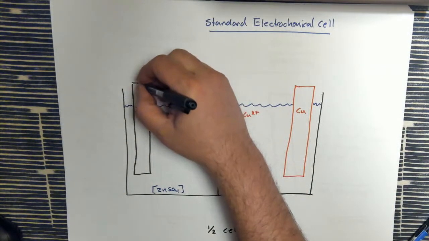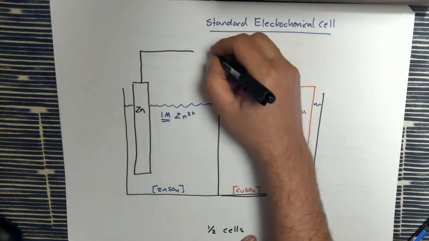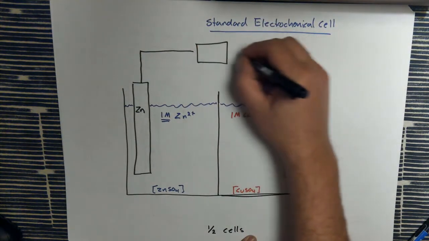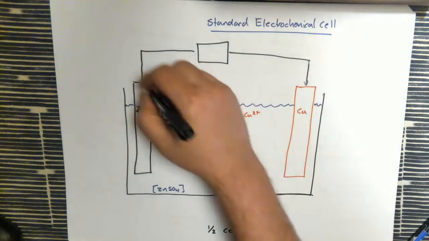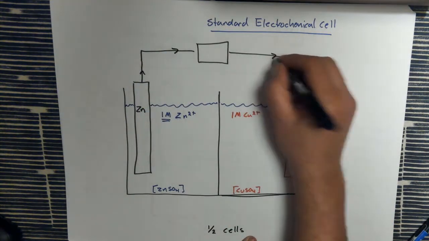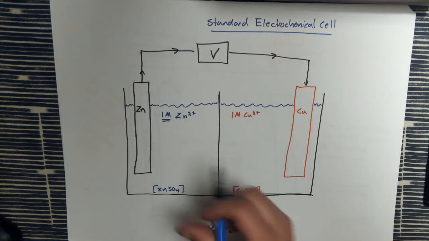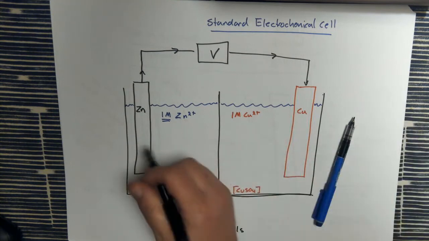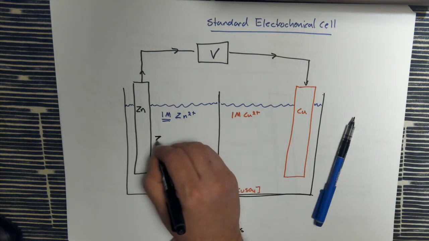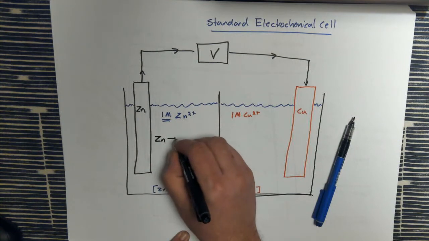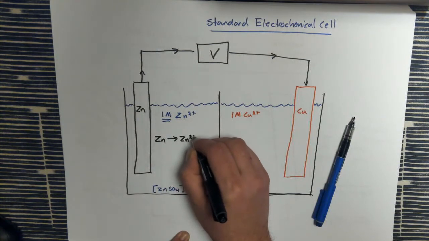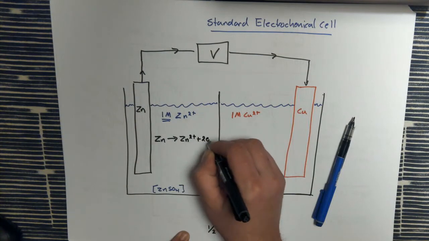If you connect these two to each other, you get a voltage potential. But it only lasts for a moment. Then it immediately stops. And the reason for this is that the zinc has gone from being zinc and turned into zinc 2 plus and 2 electrons.